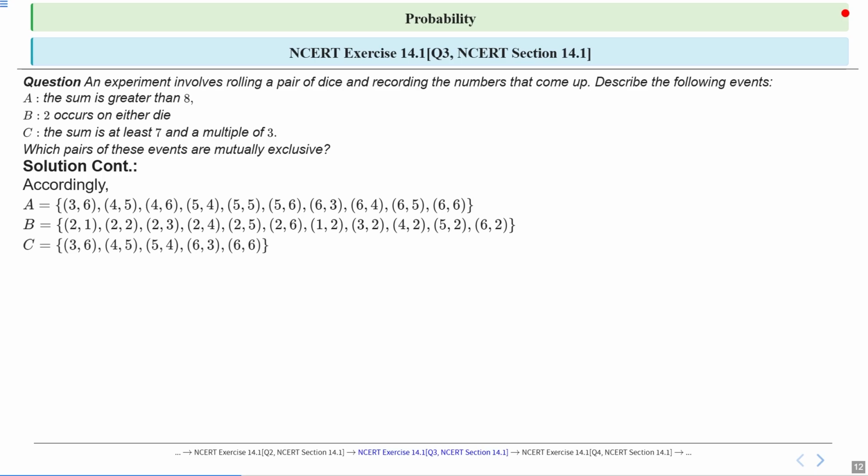And event C denotes the event where the sum of the numbers of the ordered pair is at least 7 and a multiple of 3. So event C contains all those ordered pairs where the sum is at least 7 and a multiple of 3. So C contains the ordered pairs (3,6), (4,5), (5,4), (6,3) and (6,6). Clear?